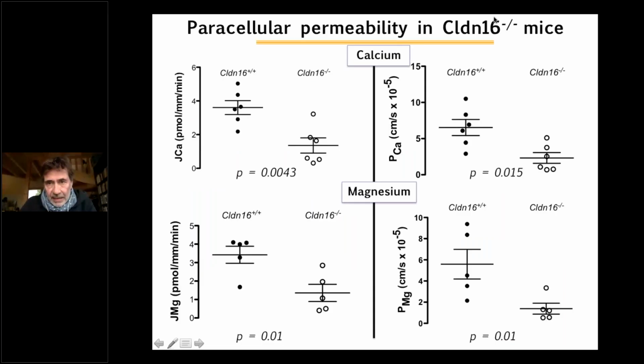If claudin 16 is removed from the tight junction and calcium absorption or magnesium absorption is measured, you can see that much less calcium and much less magnesium are reabsorbed when claudin 16 is lacking. And this is because the permeability of the paracellular pathway to calcium and magnesium is much lower when claudin 16 is missing.